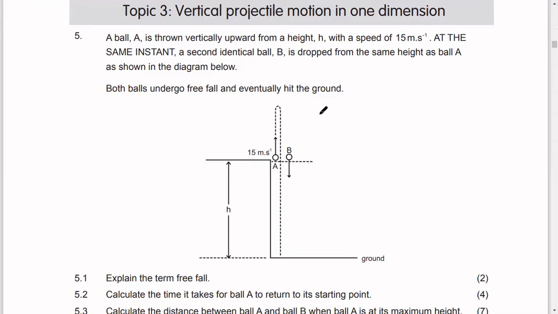So today we're going to be looking at a vertical projectile motion question. This is a past paper question that has been converted into a PDF that you can find online by just searching vertical projectile motion questions. I'm now going to convert it into a video version so that you can better understand it.